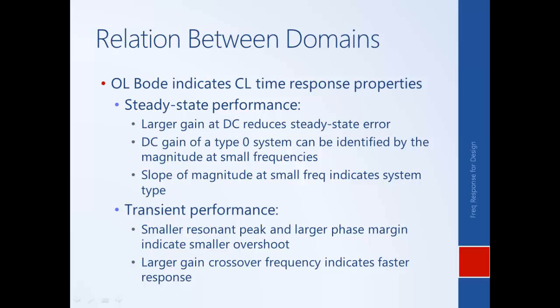And a system attenuating an input means basically that it can't keep up, that it's not fast enough to track an input of that speed. And so gain crossover frequency is a good indication of a system's speed.